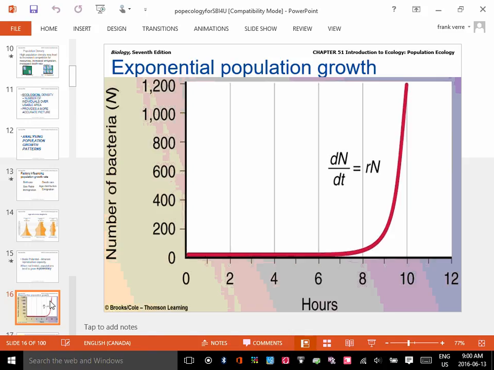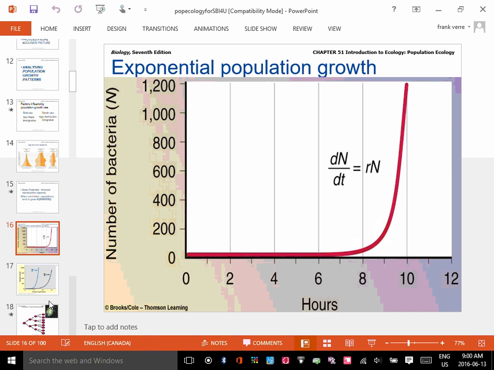So what kind of growth is this? This is what? Exponential, right? Exponential. Now here's the thing. If this was the case for every population, then the world would be covered in organisms. You would not be able to move. You would always bump into some other organism. Why is this not the case?